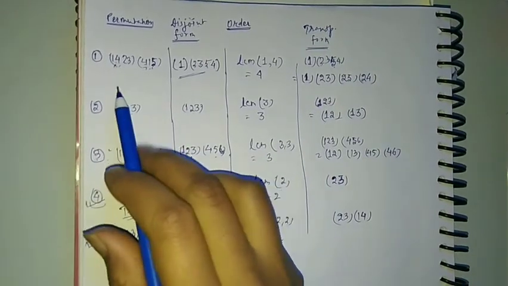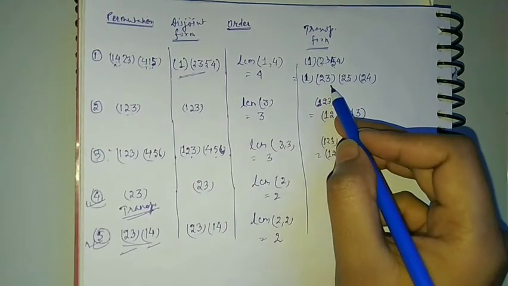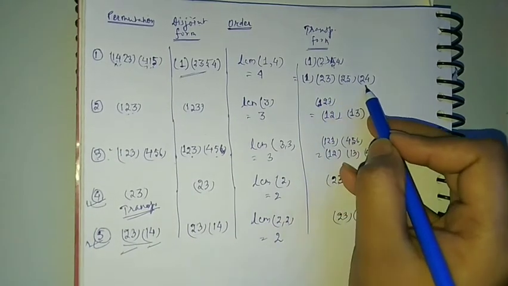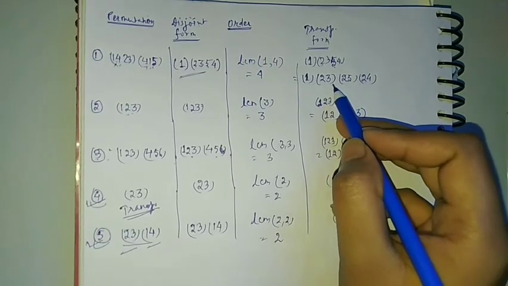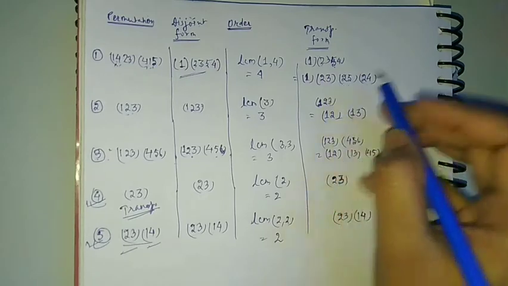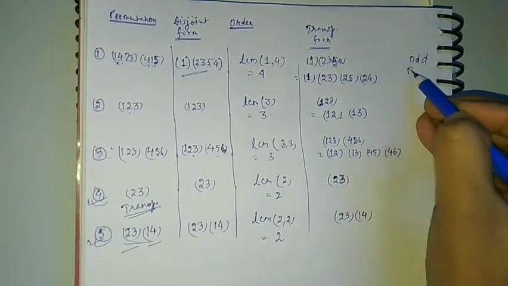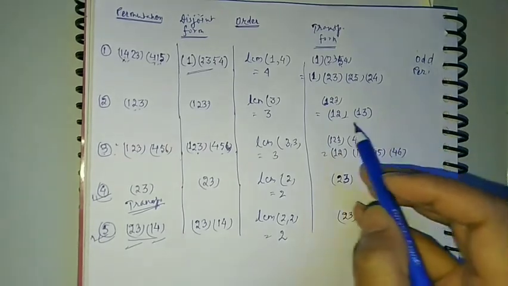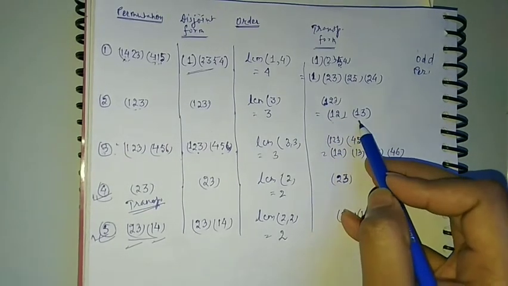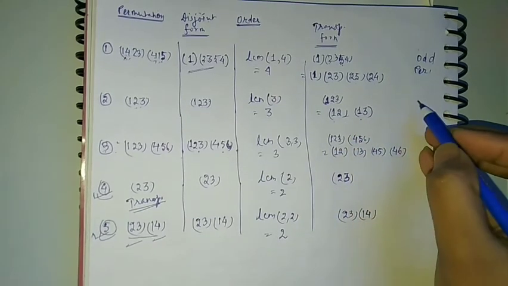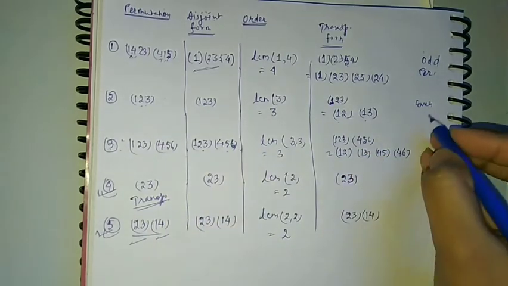So in example number 1, we have to count the number of transpositions here: 1, 2, 3. So the number of transpositions here is 3, which is an odd number, so this permutation is an odd permutation. Here for example number 2, the number of transpositions is 2, which is an even number, so this permutation is an even permutation.